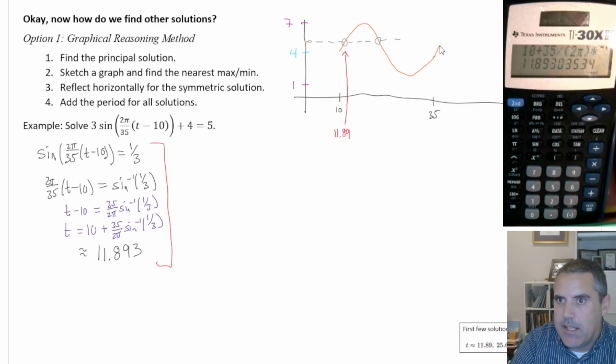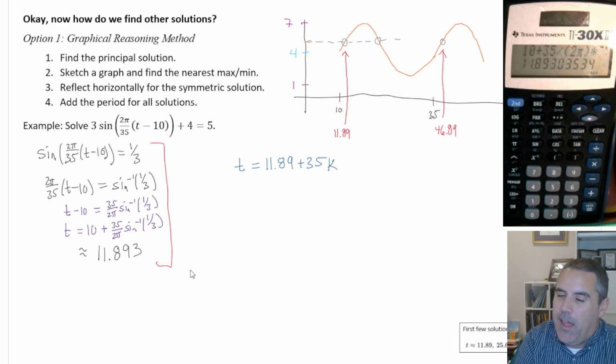Now I could get this next solution here, and that one's fairly easy to get by adding 35, because that's how long it takes to repeat. So if you wanted, you could get this answer. In fact, I could just write it down right now. Adding 35 is going to make it 46.89. And we could keep going and going and going. In fact, at this point, I could even write down a whole collection of general solutions, plus 35k, where k is an integer. Add or subtract it as many times as you want.